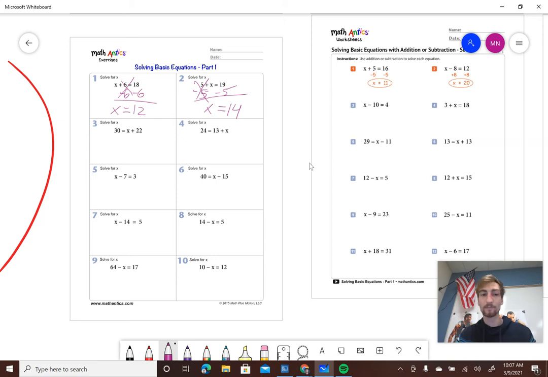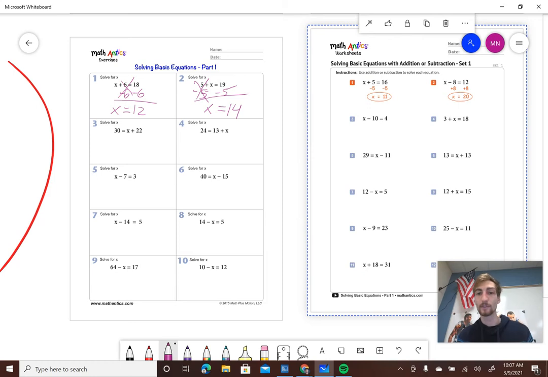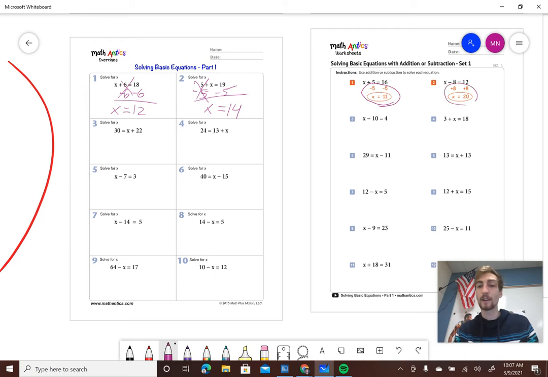And then over here, you have worksheets that go with your exercise sheet. So here's your first one. It's called Solving Basic Equations with Addition or Subtraction. And the key here is to show all of your steps. All right, that's the big key of algebra.